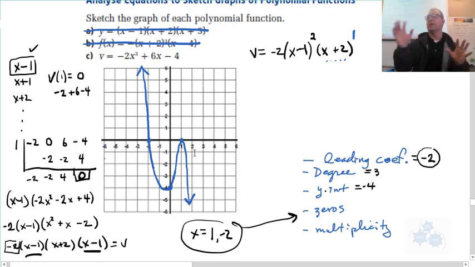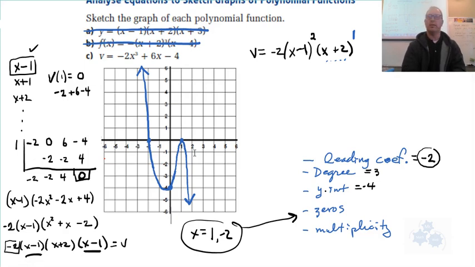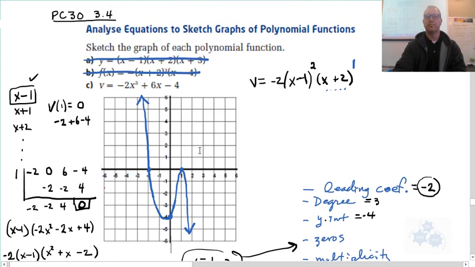Okay, that's start to finish. If you know how to do that, then you'll be set for our quiz tomorrow, and you're in good shape for 3.4. Okay?